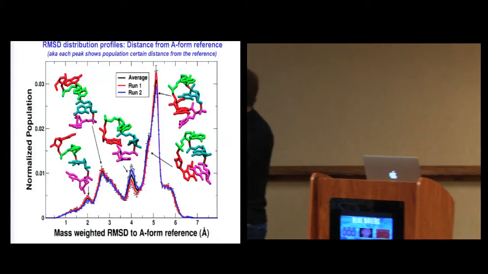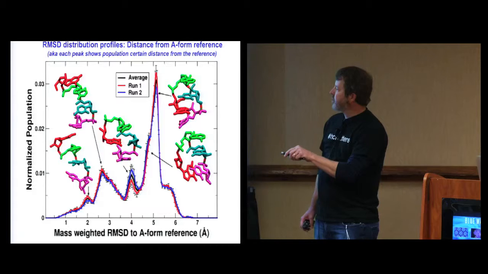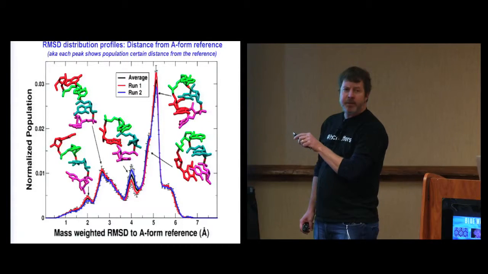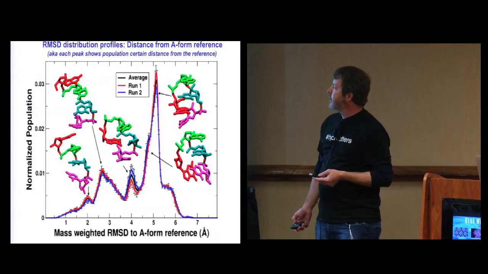A-form reference. So these 2 peaks here, these first ones are the experimentally populated structures. You can see they're much lower population than these anomalous structures. So there's clearly a problem with our force field. We've got to fix that.